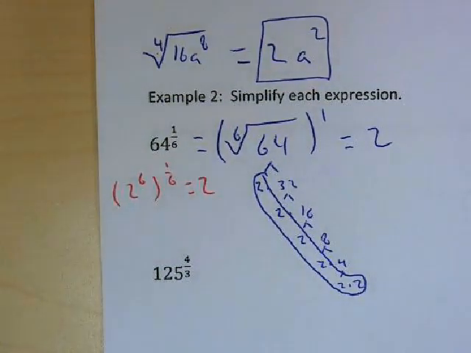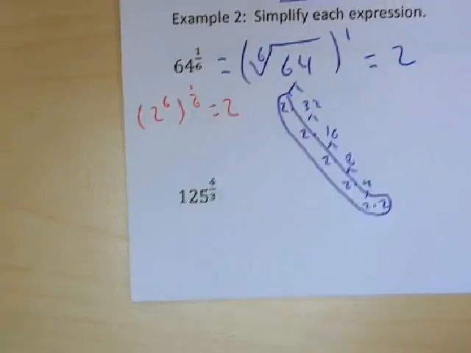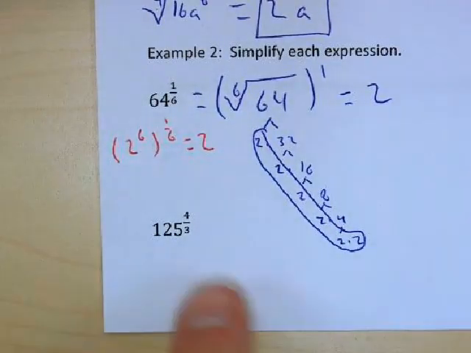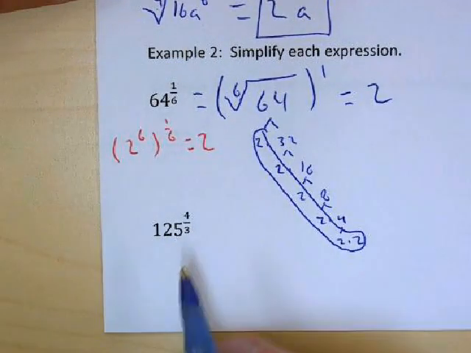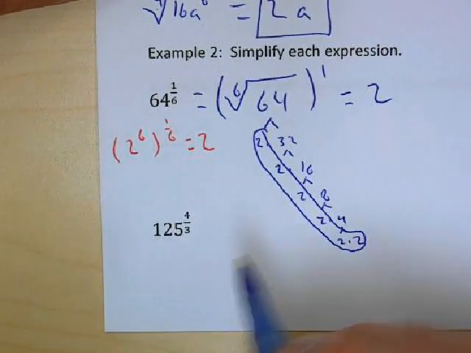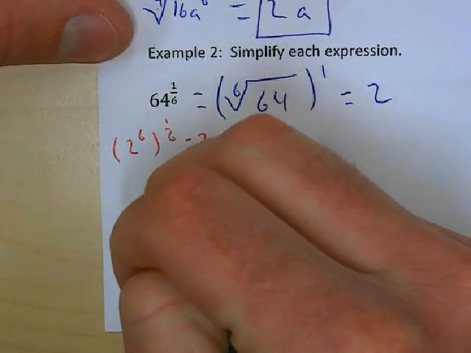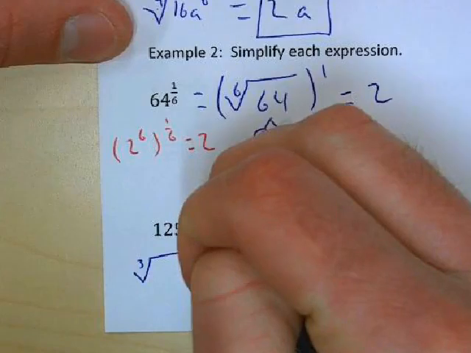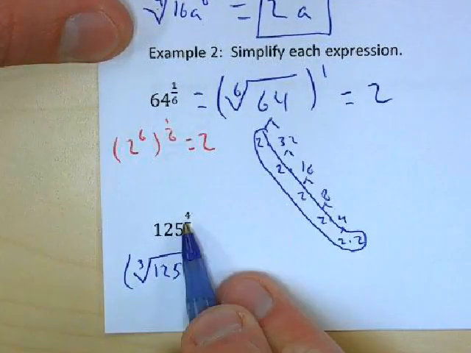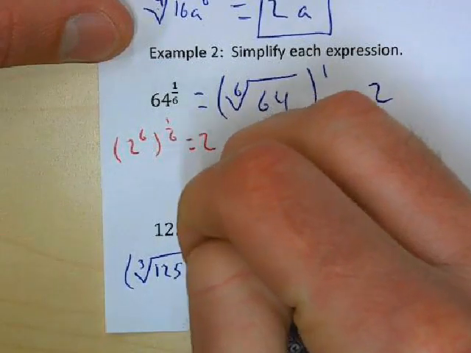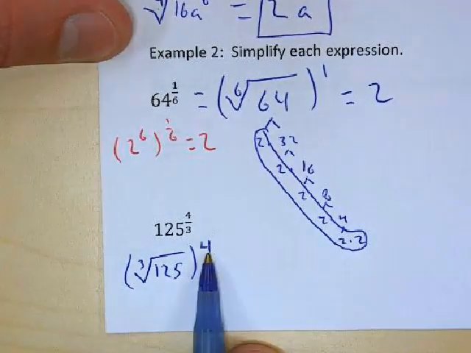125 to the 4/3 power. Let me adjust this camera a tiny bit. All right, so how are we going to do a problem like this? It's probably going to be simpler for most of you guys because you're most familiar with it, to put it in radical form first. So here we want the 3rd root of that number. So I want to take the 3rd root of 125, and then I'm going to take that answer and raise it to the 4th power.